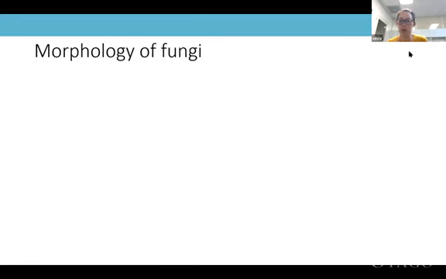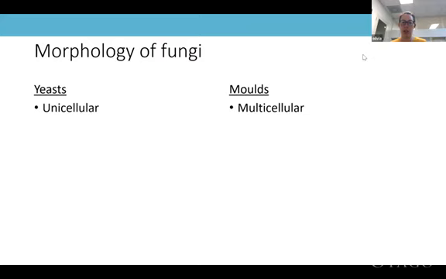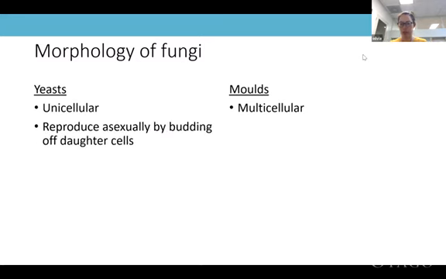So, first of all, if you're thinking about how to break down the kingdom of fungi, there's probably two main groups, just to make it nice and simple, and those are yeasts versus molds. The key differences: yeasts are unicellular versus molds being multicellular. So the yeast is basically one cell, and to reproduce, it buds off a cell from its one cell, so it reproduces asexually by budding.